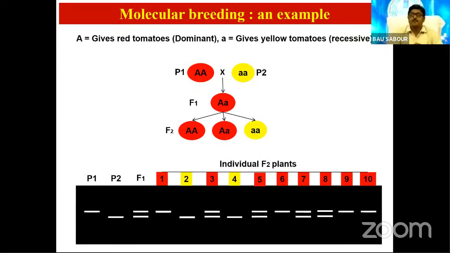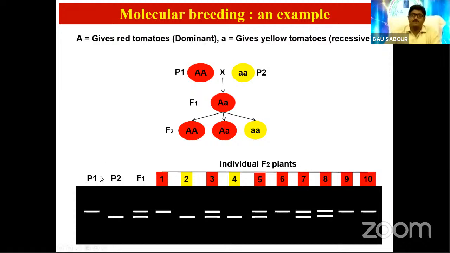Suppose I have developed a molecular marker where the capital A allele gives me a band of 300 base pair after doing the polymerase chain reaction, that is PCR, and the small a allele gives me a 200 base pair band. So these two bands are now allele specific bands. For the capital A allele I get a 300 base pair band, and for the small a allele I get a 200 base pair band.